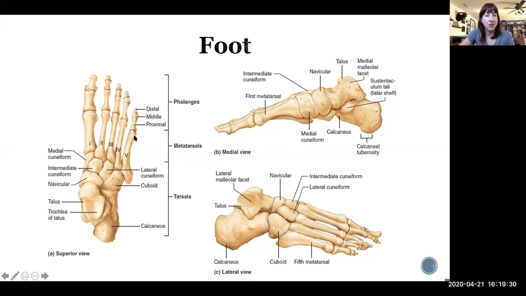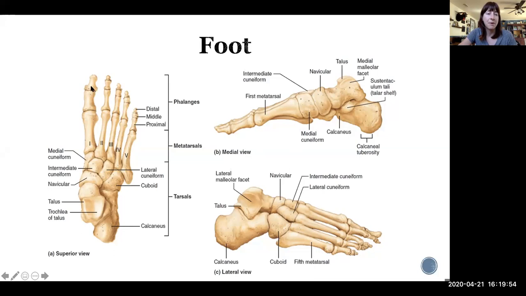And then similarly to your hand, having metacarpals, your feet have metatarsals, which are actually on the inside of your foot, right? So this is most of your foot here, which is made up of 5 metatarsals. And then, like your fingers, you have phalanges, which are your toes.